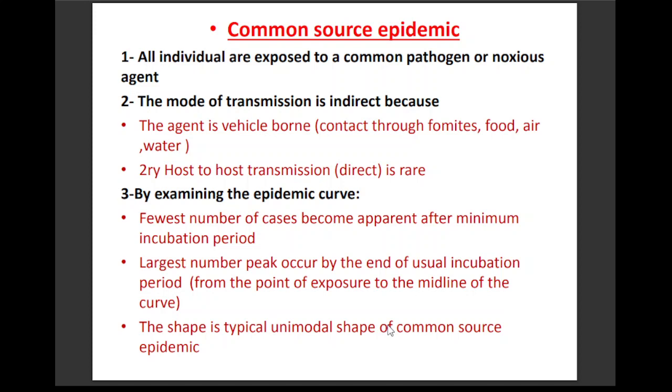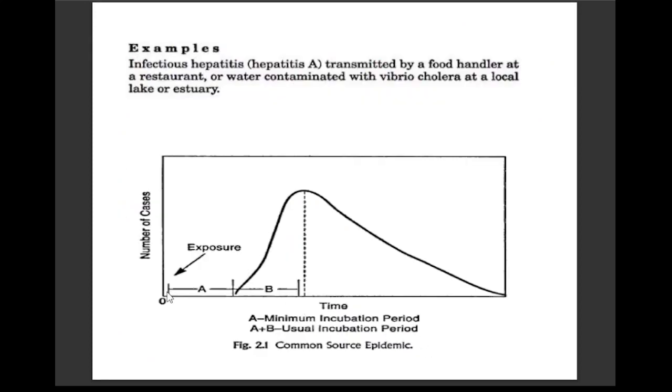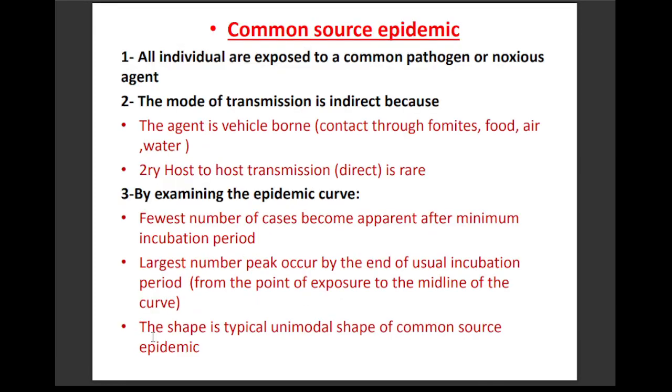Here this scale is not complete, so we can consider, say, 48 hours. For the first 12 or 24 hours, there is no such spread of the disease. But after say 48, 72 or 96 hours, there is a sharp increase in the number of cases. The shape is the typical unimodal shape of a common source epidemic.